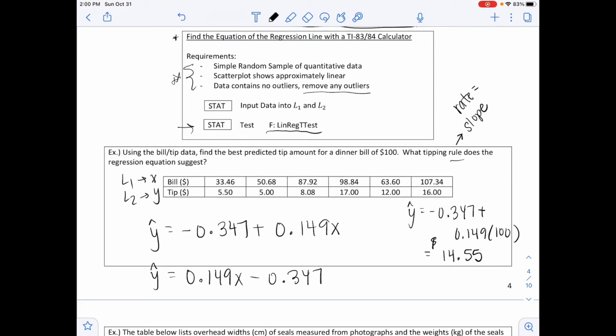And so for this, the slope is the variable that has the x in it and is the number that's in front of x. So whichever equation that you want to look at, that would be our slope. And so our slope or rate is going to be equal to 0.149. Or if we were to round this and rewrite it as a percent, I'm going to call this 14.9%. And that would be our tipping rate. So just a tad under 15%.